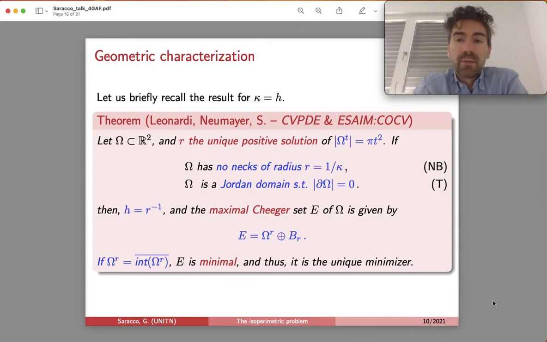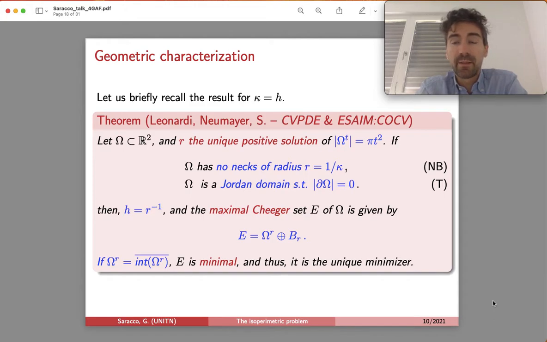You take R to be the unique positive solution of the volume of omega_t equal to pi times t squared, if omega is nonexceptional of radius r and if omega is a Jordan domain such that its boundary is a non-space filling curve. Then this unique solution R is the inverse of the Cheeger constant, and your maximal minimizer is given by the union of all the balls of radius r.